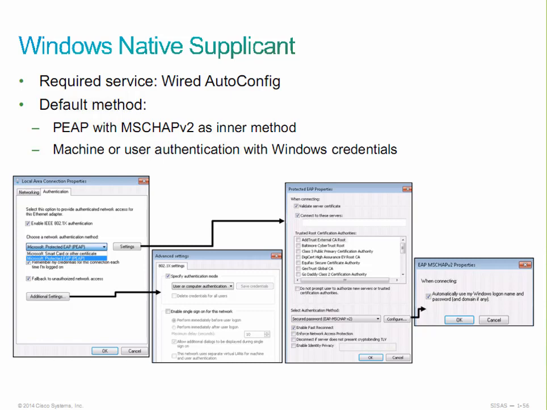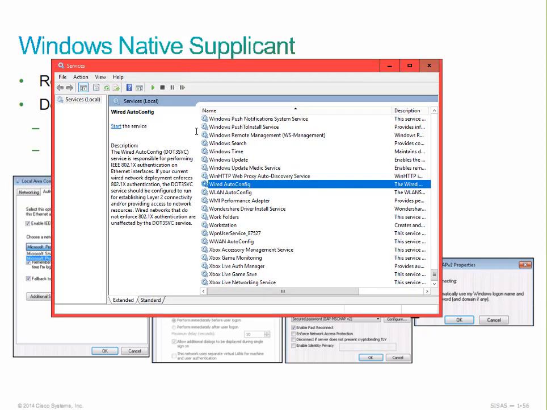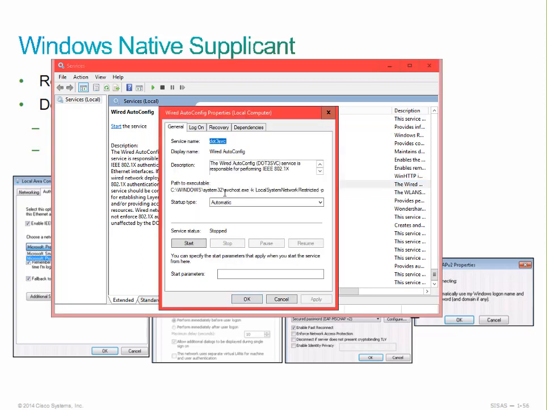As far as supplicants go, Windows operating systems include a native 802.1x supplicant. It's disabled by default, but you can enable that feature. So if you want to use the Windows native supplicant, Andy, thank you for providing that information. You have to have the wired AutoConfig service turned on.